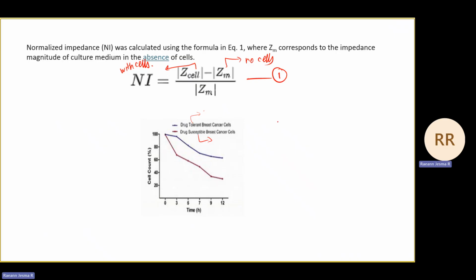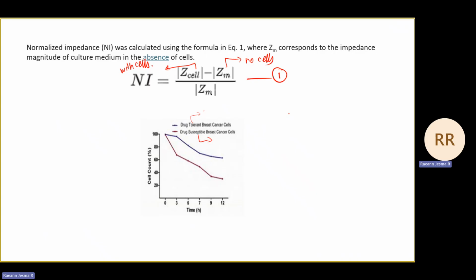Okay. So each cell will have some amount of impedance due to having some amount of conductivity. Let's say a cell is undergoing death due to the drug that is administered to it, the impedance value will decrease. Why? Because the cell membrane is compromised, and the contents that are inside the cell will start flowing out.